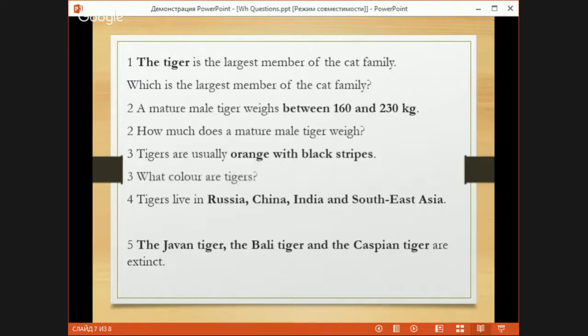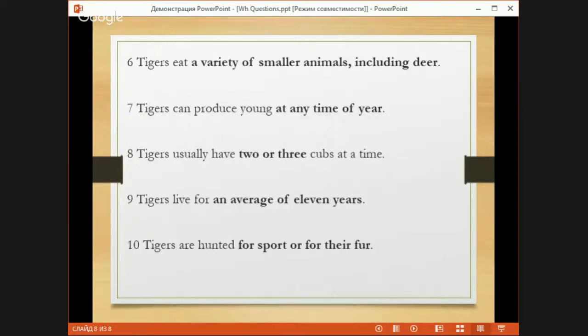What color are tigers? Where do tigers live? And which tigers or which types of tiger are extinct? Extinct, that means they don't exist anymore, as all species are dead. Which or what animals do tigers eat, or what do they eat? Just simple.